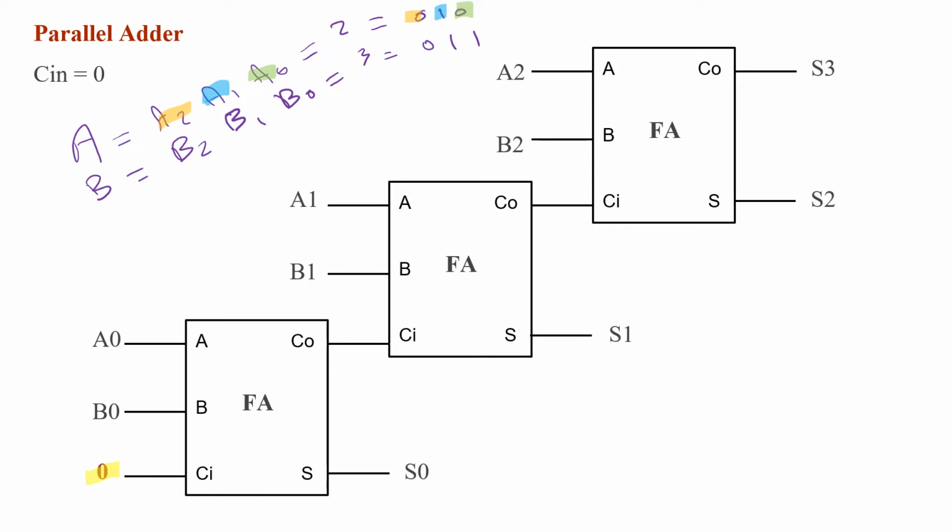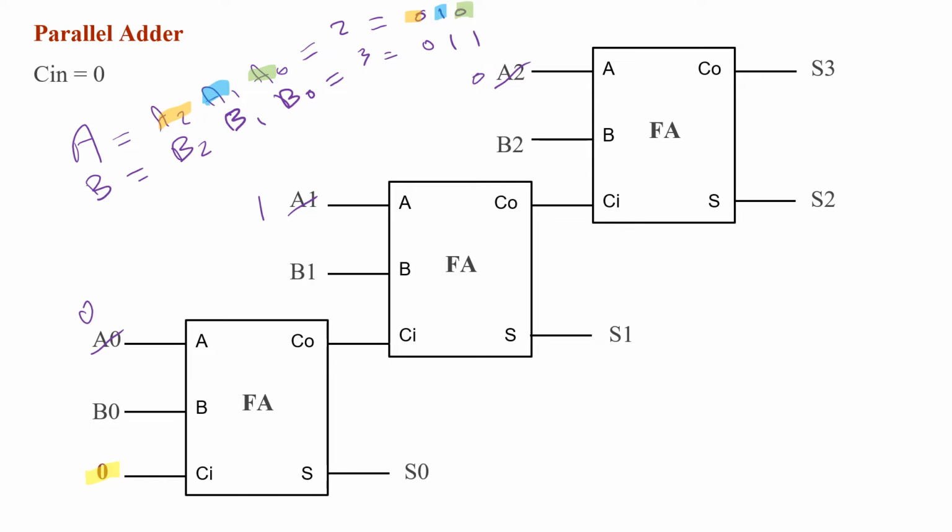So we'll put 0 for A0. So this will be 0. A1 will be connected to 1, and A2 will be connected to 0. So that means A is equal to 2.